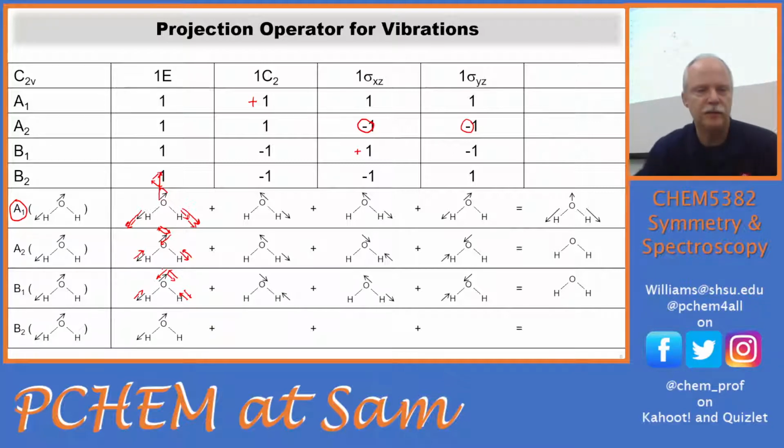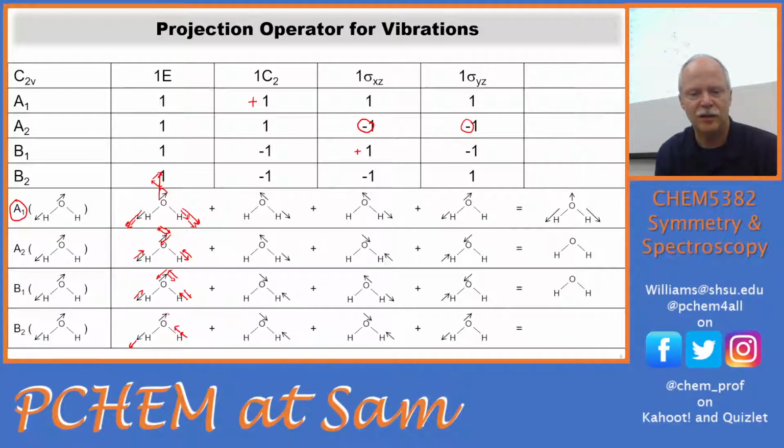Okay, so E is the same. We move it to the C2. We have a -1, so they change direction. A -1 on the reflection, so they change direction. And then a +1 on the first reflection, and they stay put. And so here we have a couple of down arrows on this one, the first and fourth column, and we have a couple of up arrows here, the second and third column.